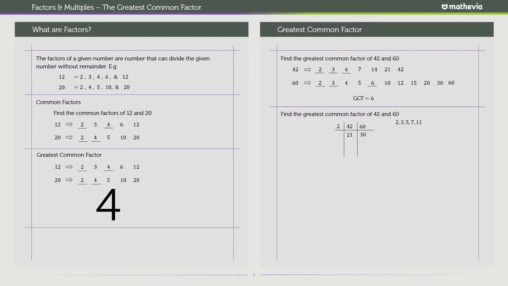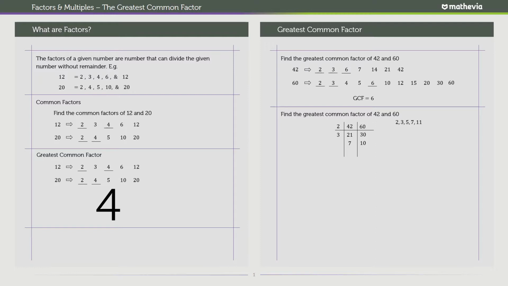Now, let's try 3. Can 3 divide 21 and 30? Yes, 3 can divide 21. It can also divide 30. So we bring in 3 and we say 21 divided by 3 is 7, and 30 divided by 3 is 10.